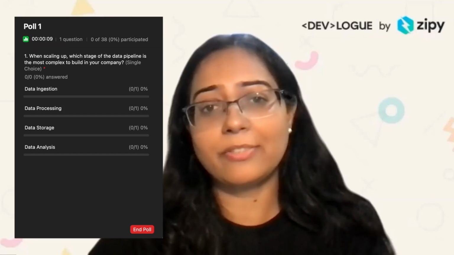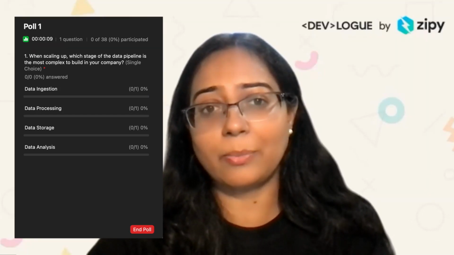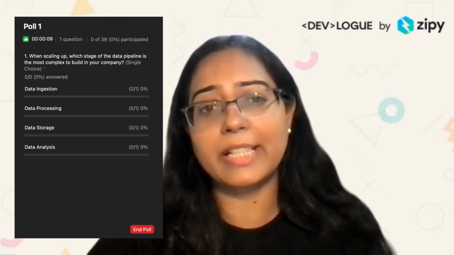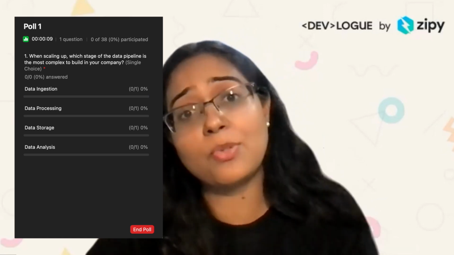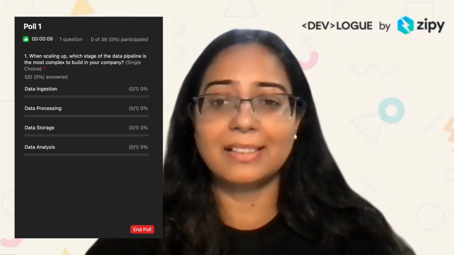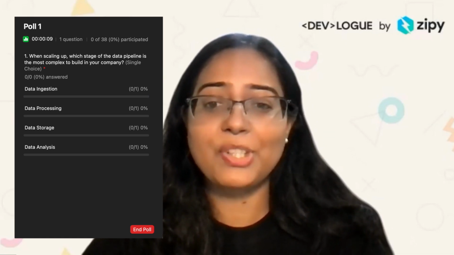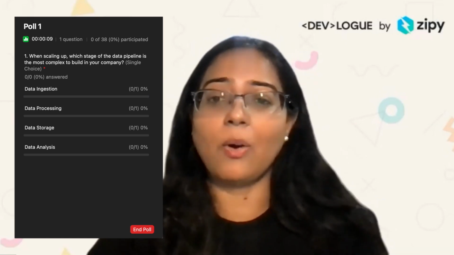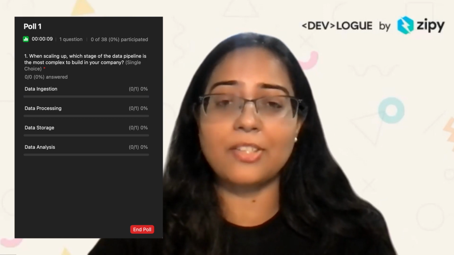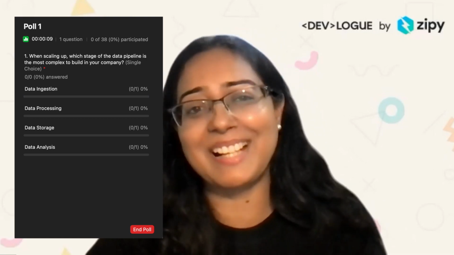So here we're talking about different stages. We want to understand which stage of the data pipeline was or is most complex to build in your teams. Prashant, any insights here? What do you think, in your experience, out of these stages, has been most complex in companies?